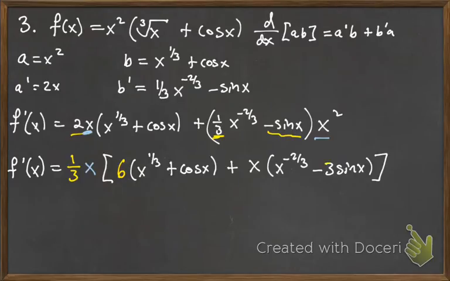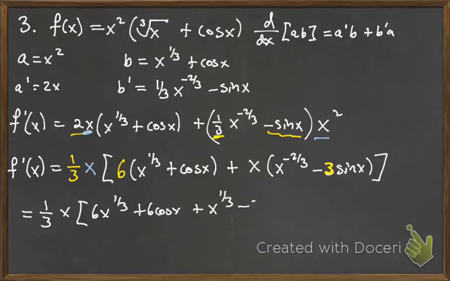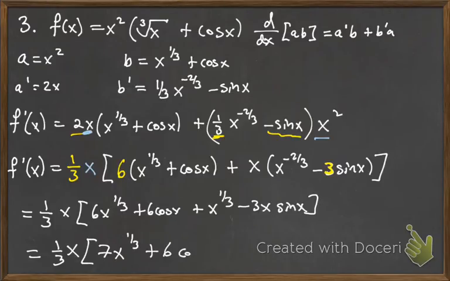And we can distribute and kind of see what we got going on here. So we got 1/3 x, and then 6x to the 1/3 plus the cosine of x, 6 cosines of x, excuse me, plus x to the 1/3, because this is the same thing as 3/3, and then if we add those, that's going to give us 1/3. Where did the 3/3 come from? That's 1. Okay, minus 3x sine of x. We got like terms of the x to the 1/3, so we have 7x to the 1/3 plus 6 cosines of x minus 3x sine of x.